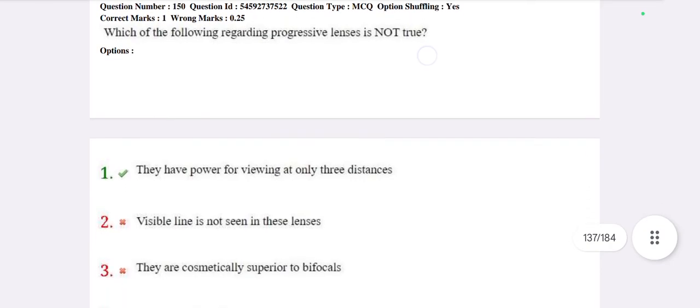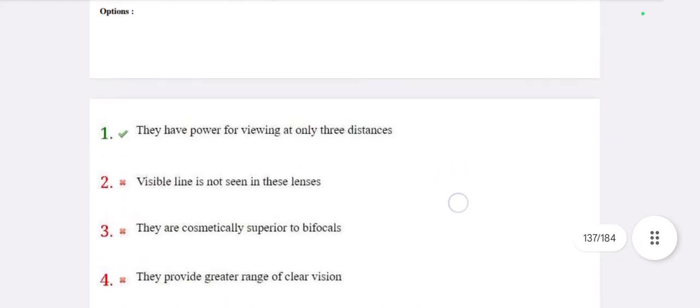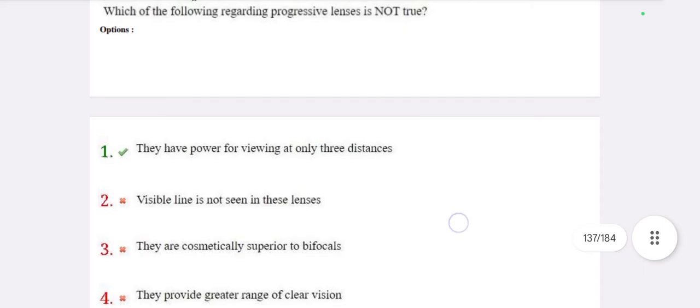Next question is, which of the following regarding progressive lens is not true? They have power for viewing at only three distances. B, visible line is not seen in these lenses. Third, they are cosmetically superior to bifocals. Fourth, they provide greater range of clear vision. Correct answer is they have power for viewing at only three distances.